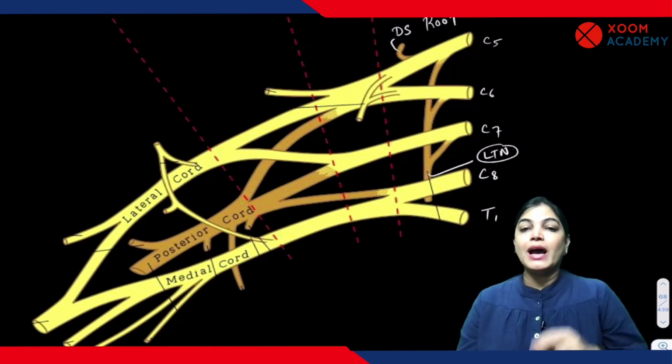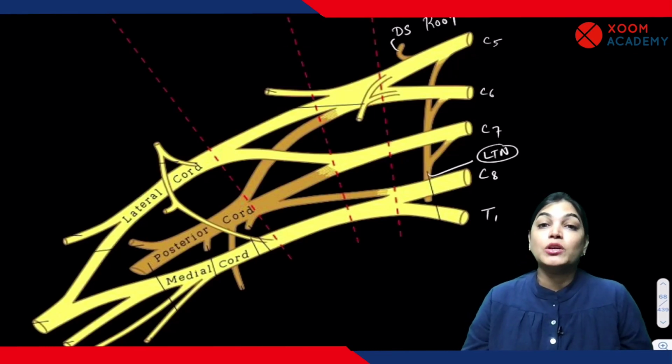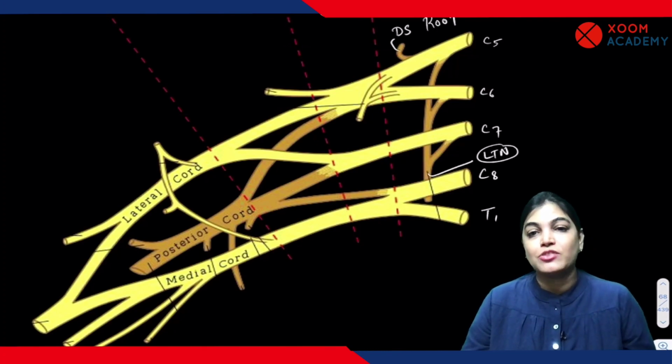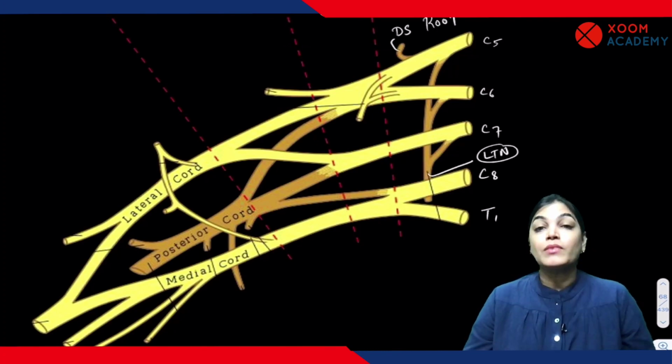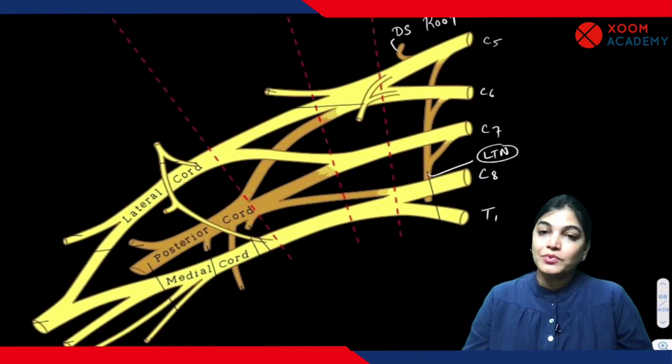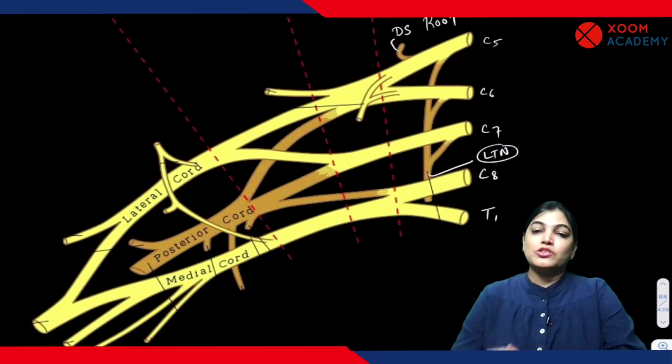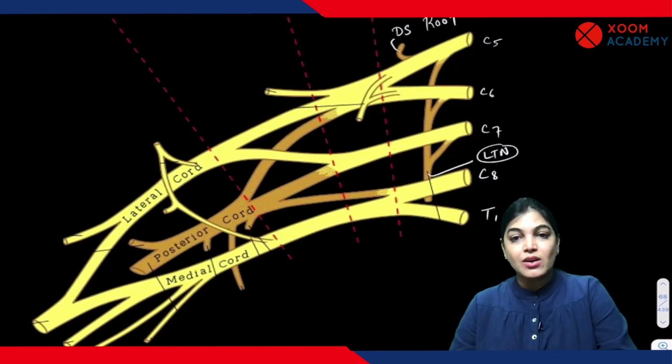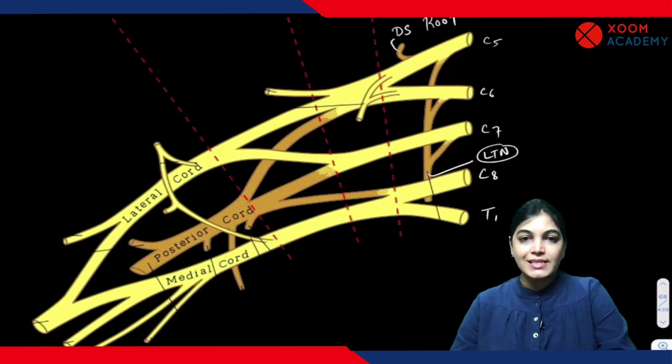So basically we have two major branches from the root component of brachial plexus. DS, the dorsal scapular nerve, gives innervation to rhomboid major, rhomboid minor and levator scapulae muscles. The long thoracic nerve, also called Bell's nerve or nerve to serratus anterior, gives innervation to the serratus anterior muscle, the muscle of the medial wall of the axilla.